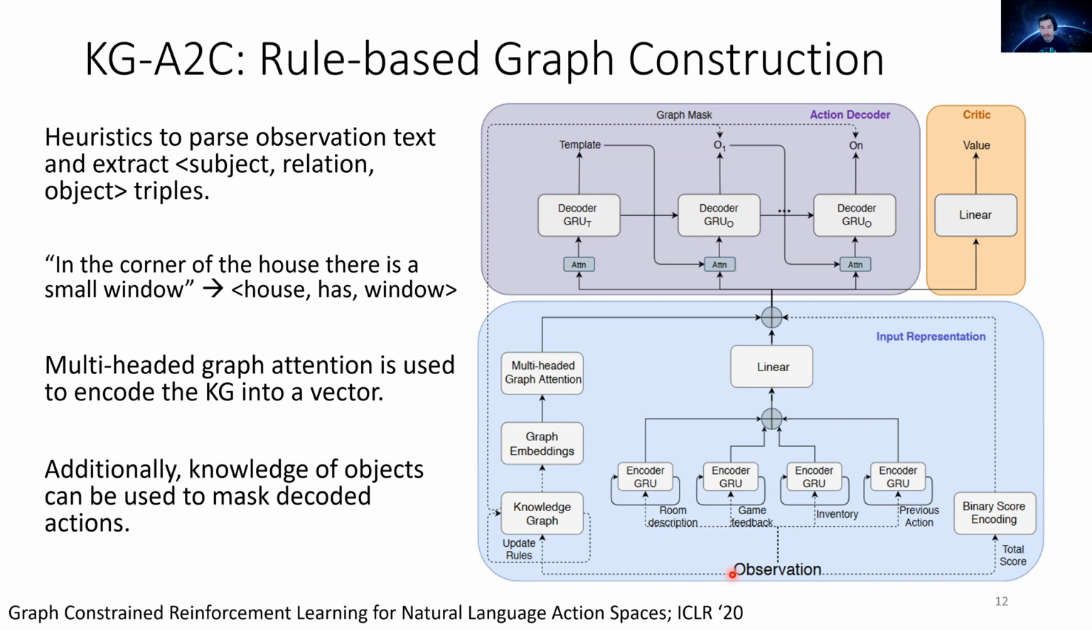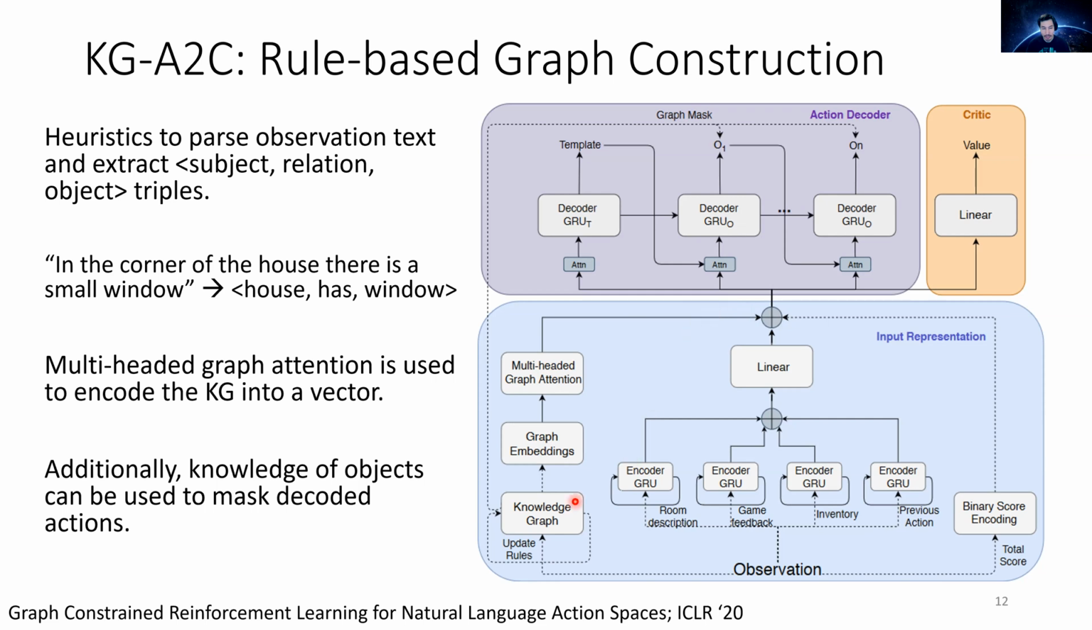So this is a diagram of a template decoder agent known as KG-A2C. And as we can see, it features a lot of the same components as the previous template decoder architecture. It's still using GRUs to encode room descriptions, inventory, previous actions. So all that is the same, but now we're also adding a knowledge graph into the mix. And the knowledge graph is updated using these heuristic rules like I described. But moreover, it's also being used by the agent to create a graph embedding, which is then fed to a multi-headed attention, and that becomes part of the agent's state representation.